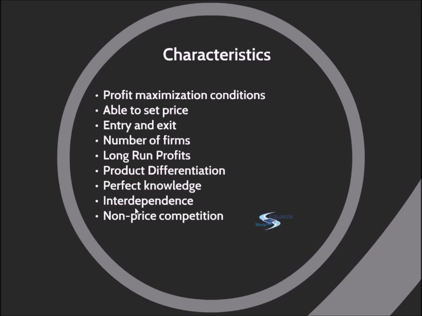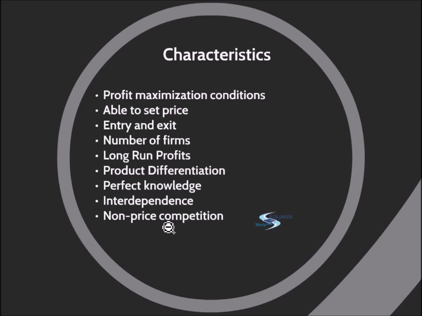Then interdependence. This is a very important characteristic of oligopoly because there are few sellers, so they are all interdependent upon each other. Any move by one firm affects all the firms, and that too enormously. Then there is non-price competition. Basically, they compete on the basis of advertising and other strategies rather than price cutting. So these are some major characteristics of an oligopoly type of market.